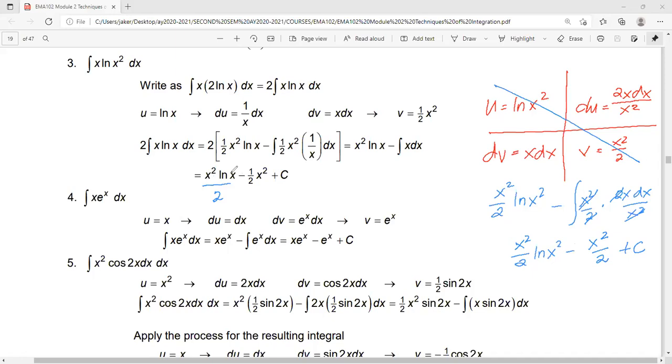Do you get it? You choose the complicated function or expression as the u always. Choose the dv as the expression which you can readily integrate. You don't choose a dv which you cannot integrate. For example, if you choose dv here as ln of x squared dx, it cannot be integrated. So don't do that. You have to assign the u to ln of x squared.